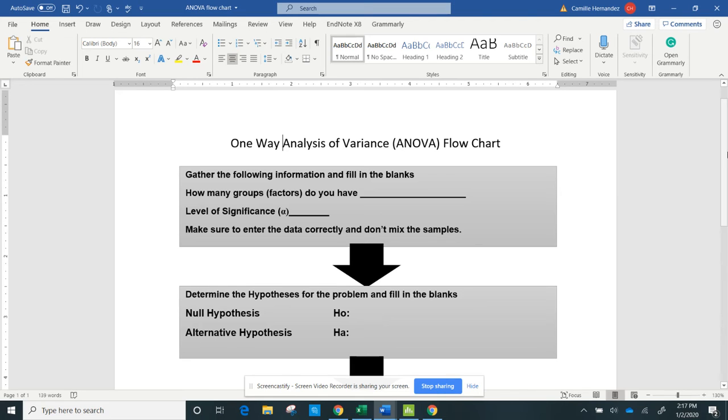So when you're starting the problems, you want to know how many groups or factors you have, your level of significance, and make sure that you enter that data correctly. Don't mix up your samples, and make sure if you're testing for 5 groups, you have 5 groups. And remember, sometimes your sample sizes won't be the same, but that's okay. Minitab can handle it, and it handles it quite well.